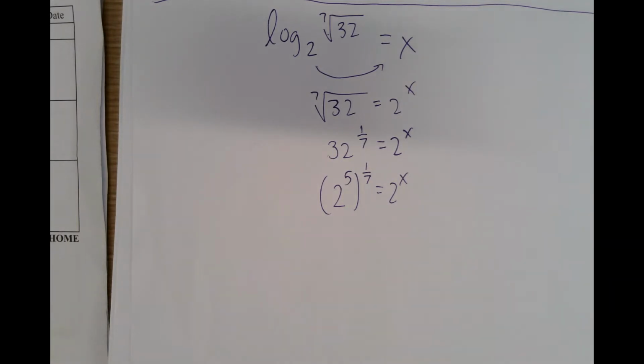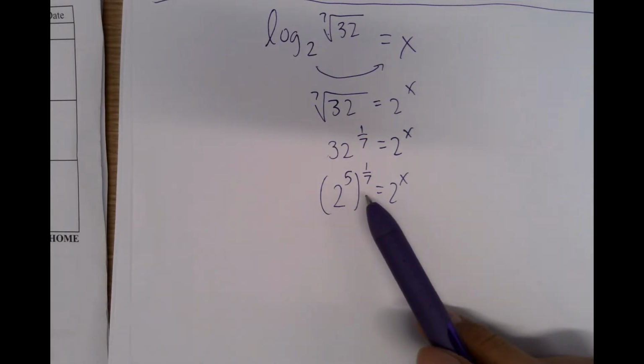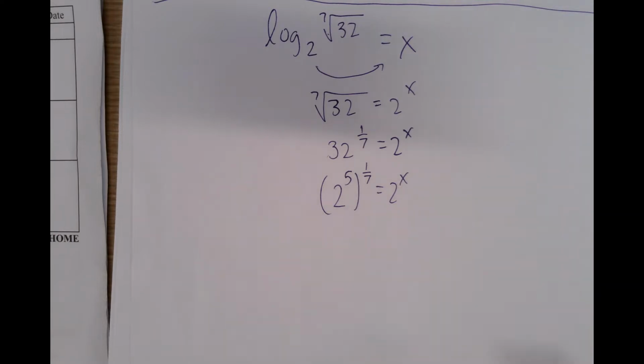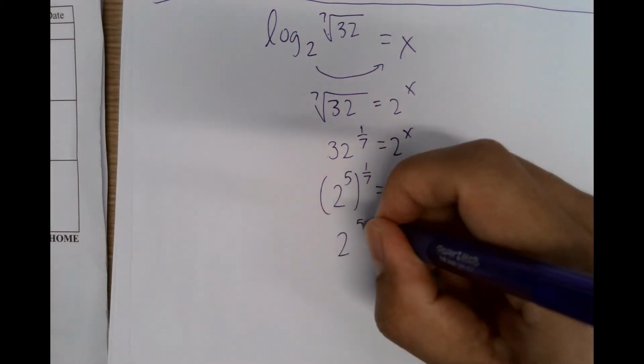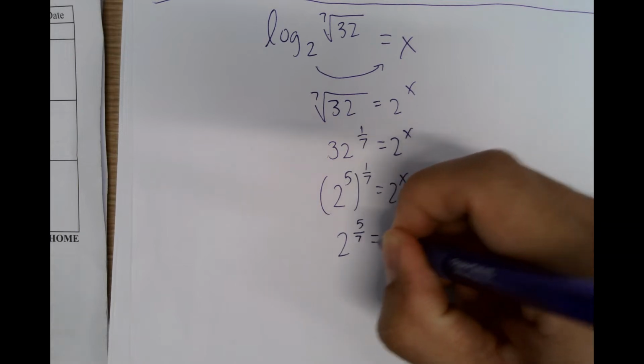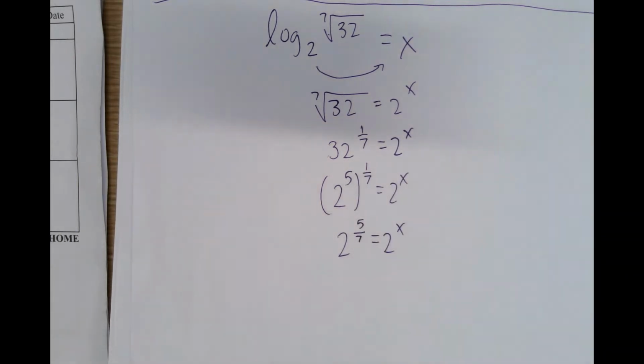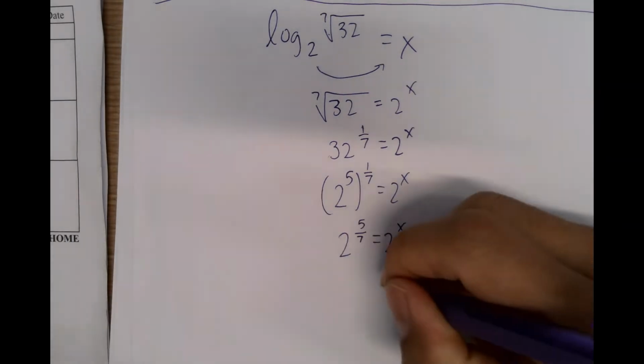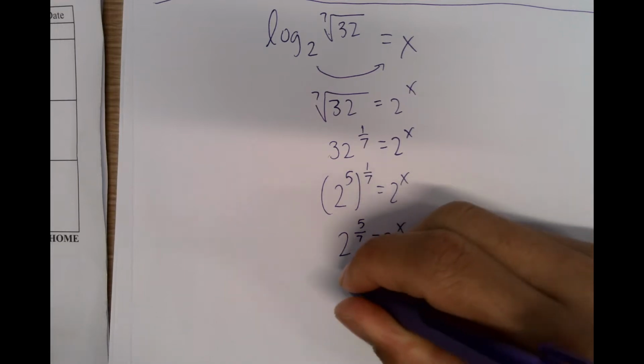By the property of exponents, if you're raising a power to another power, you multiply the exponents. So we're raising 2 to the 5th power to the 1/7 power, and we're going to multiply them. So it's going to be 2 to the 5/7 power is equal to 2 to the x power. Now that we have two numbers with the same base, the exponents should be equal because both sides are equal. So x is equal to 5/7.